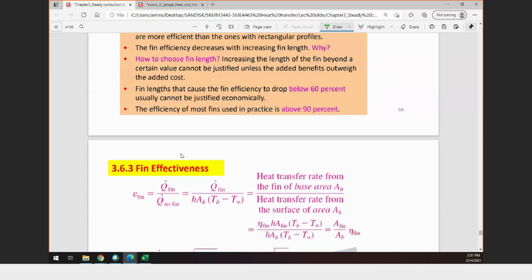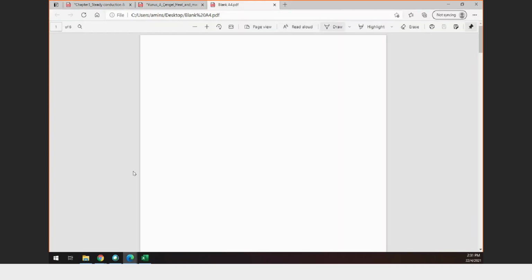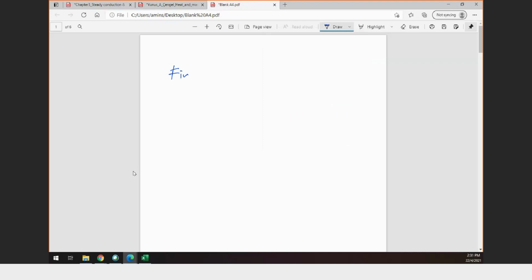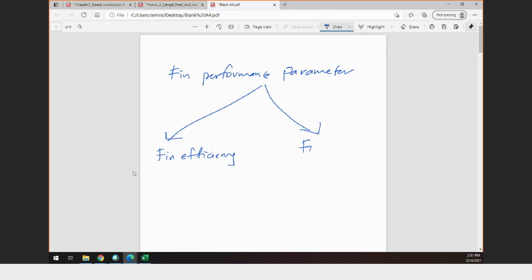So fins, I can open a blank A4. Okay, so the fin performance parameter can be divided into two values. One is the fin efficiency, another one is the fin effectiveness.